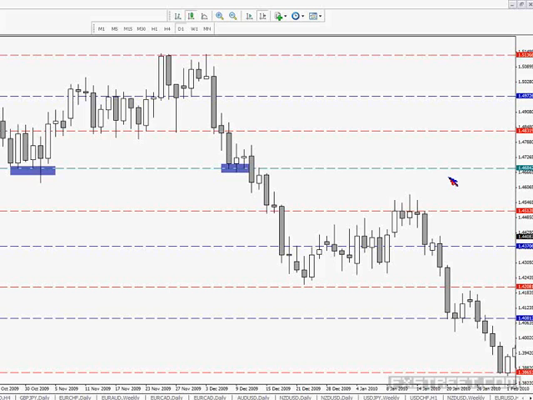The key, though, is waiting for that signal, waiting for the catalyst at that level, right? That's really the key.